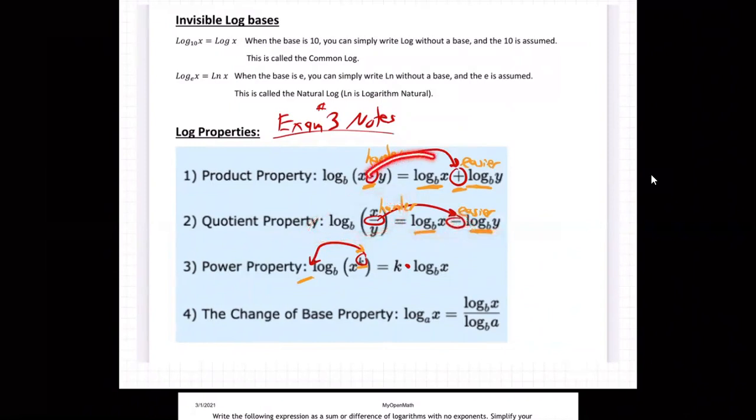And multiplying is connected with adding because they both make things bigger. Multiplying is repeated adding. Dividing is connected with subtraction because they both make things smaller. Dividing is also actually repeated subtraction. How many times does y go in is how many times you can subtract it out.